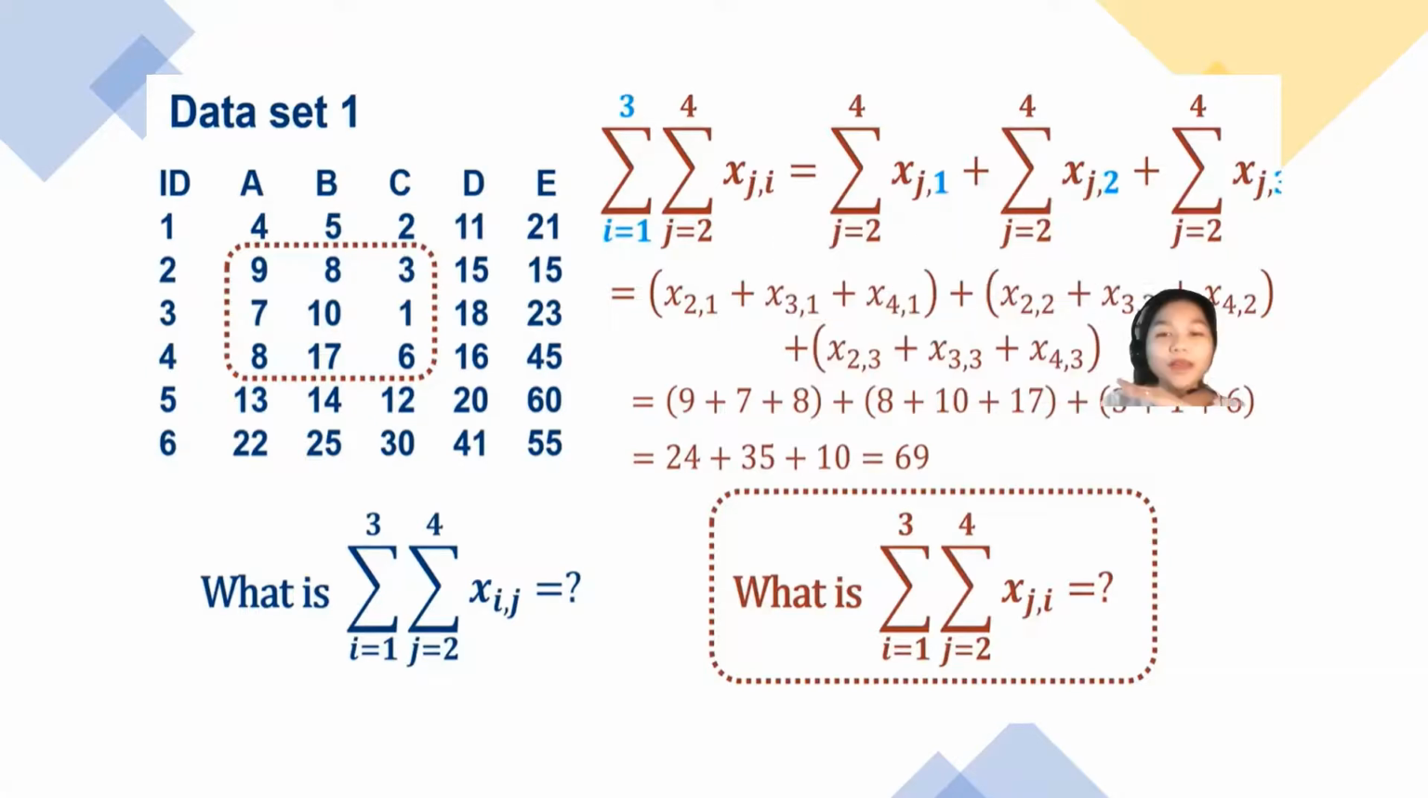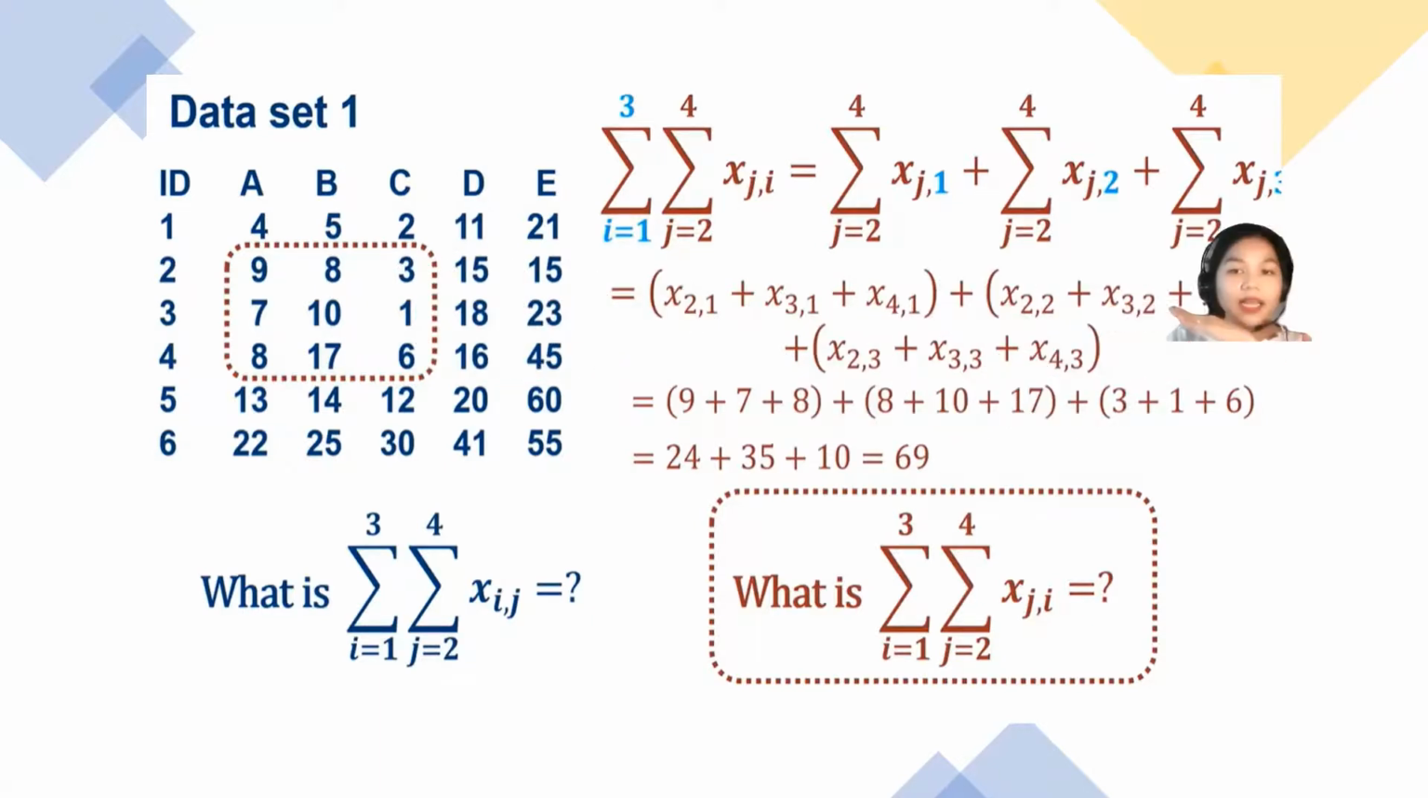Now, we know the locations. We try to plug in the specific values. So, row 2, column 1 is 9. So, it's 9 here. Row 3, column 1 is 7. So, we have 7 here. Row 4, column 1 is 8. So, we have 8 here. So, 9 plus 7 plus 8 is equal to 24. x row 2, column 2, we have here 8. x row 3, column 2, we have 10.